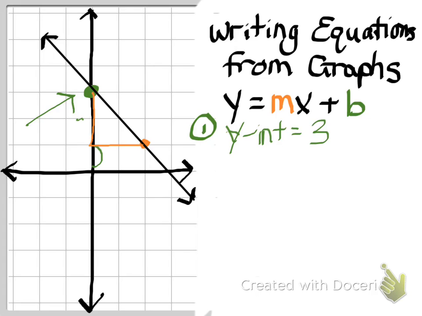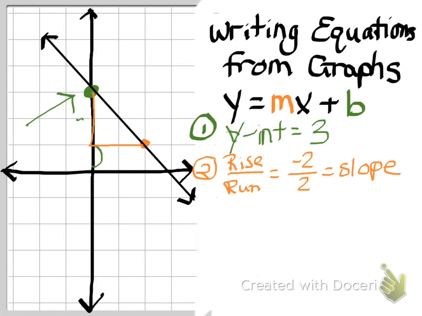To determine the slope, we need to figure out how we got from that green dot to the next dot, which in this case is orange. It's the rise over the run for the slope. In this case, we went down 2 and then right 2 to get from the green dot to the orange. So our slope is negative 2 over positive 2. We then must simplify this, and in doing so we get negative 1, because negative 2 divided by positive 2 is negative 1. So we have a slope of negative 1.